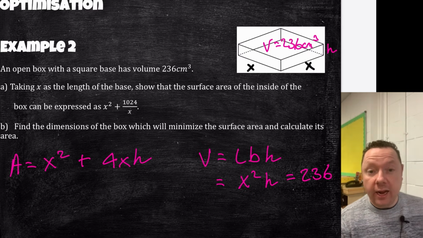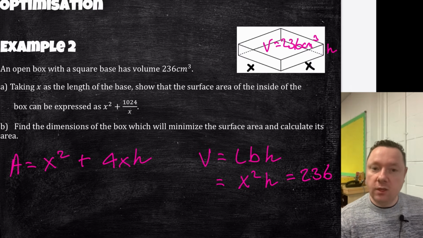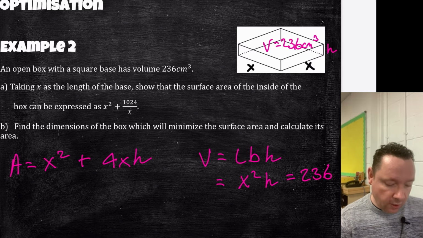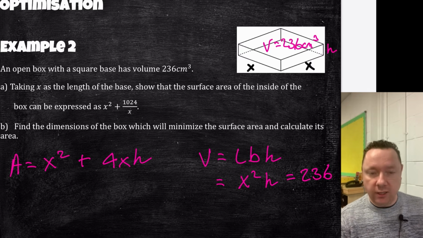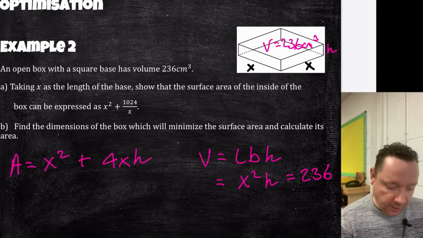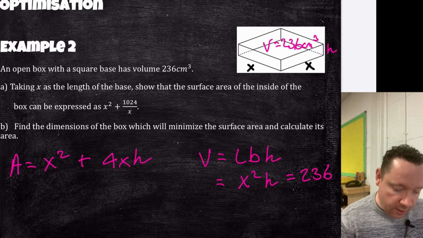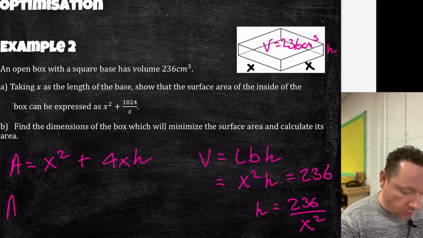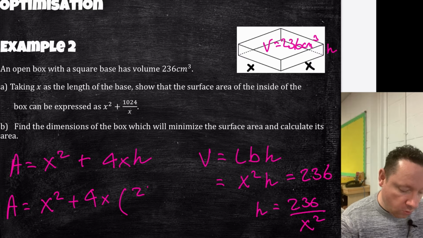So we can rearrange to make h the subject, and often this will be the case with these questions where you have to use some known information to get rid of that variable h and express it in terms of x. So dividing through by x squared, h is equal to 236 over x squared, and we can just substitute that into our area. So our area is equal to x squared plus 4x times 236 over x squared.